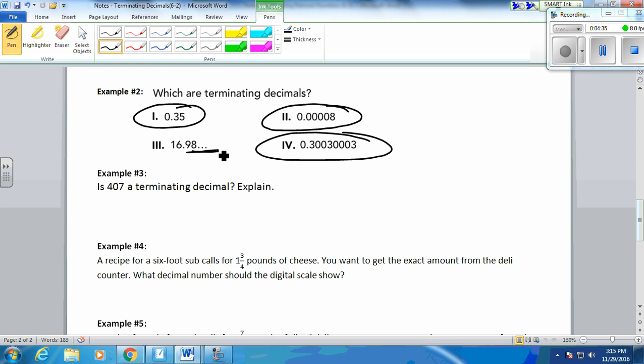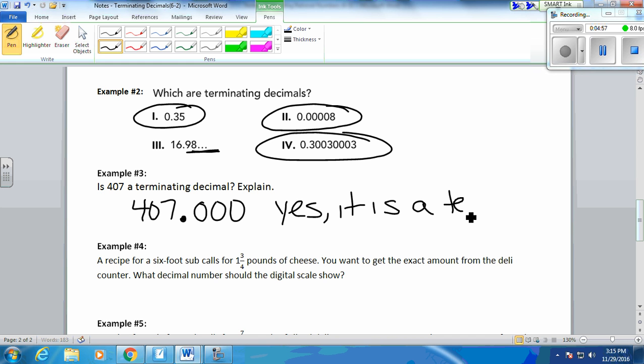The answer is either yes or no, and it is yes, because when you have the number 407, the decimal in a whole number is really at the end, and I could continue putting a trailing of zeros here, but I don't need to, so I would say that yes, it is terminating. It is a terminating decimal. I'm showing that with my right here.